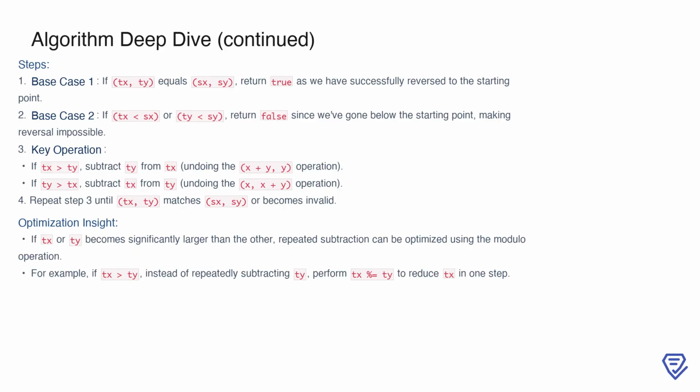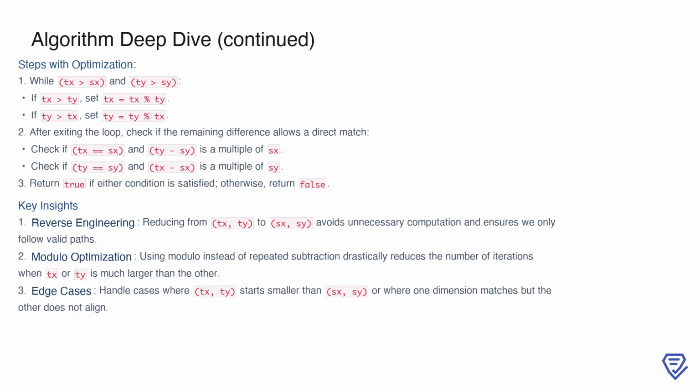To further optimize this process, we can use the modulo operation instead of repeated subtraction. For instance, if tx is much larger than ty, performing tx %= ty reduces tx in one step, significantly improving efficiency. With the modulo optimization applied, we can refine the steps further. While both tx is greater than sx and ty is greater than sy, we check whether tx is greater than ty. If it is, we set tx equals tx % ty. Otherwise, we set ty equals ty % tx.